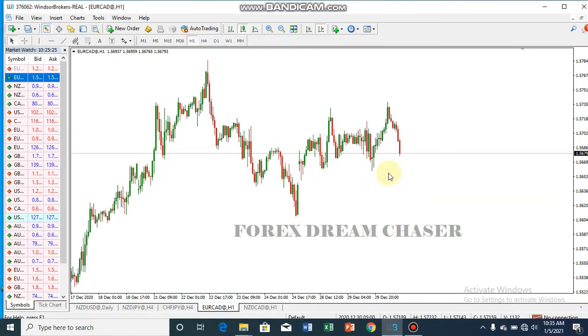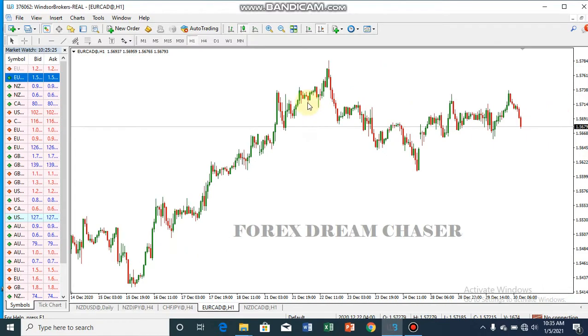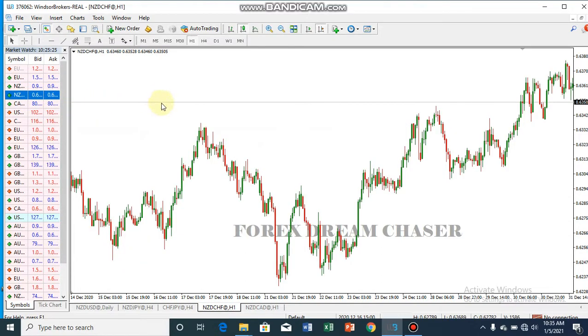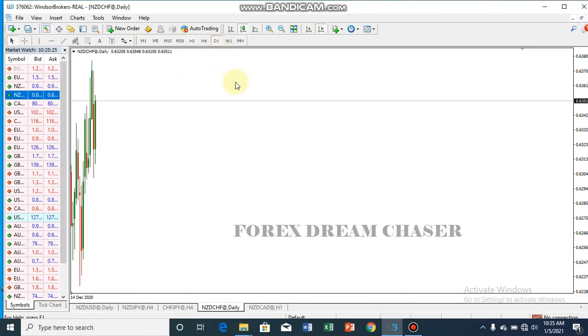Alright guys, there's something that I want you to know about trend lines. Let me go and check. Yeah, I think it's this one. Yeah, let's start by analyzing this one.